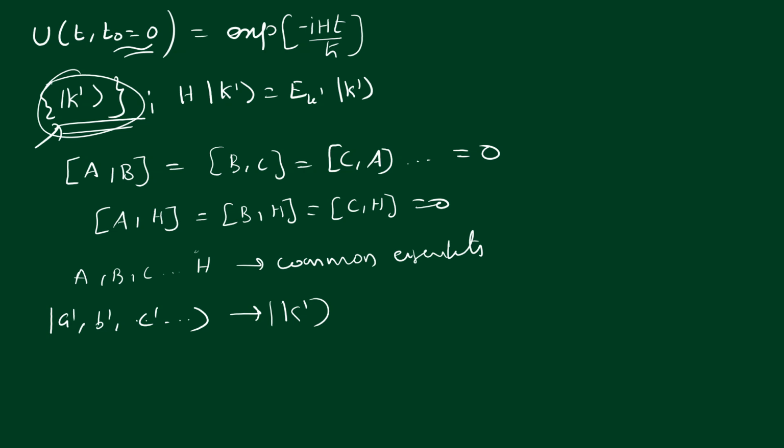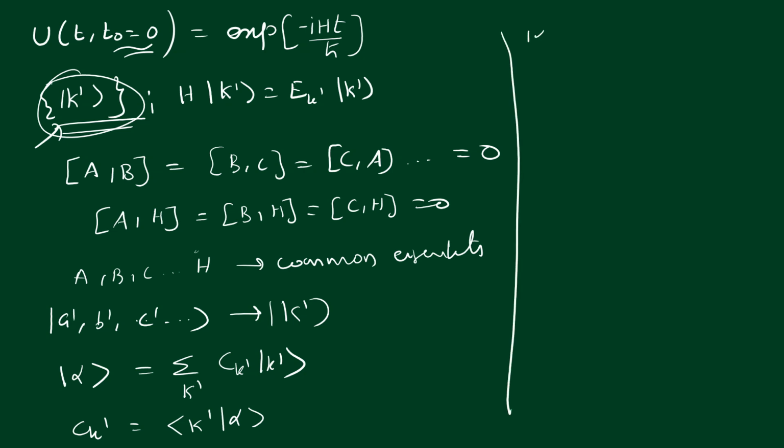Now, once we have such a basis, we can expand the initial ket in terms of these base vectors: sum over k prime, ck prime, ket k prime, where ck prime are the expansion coefficients which can be found by bra k prime, ket alpha, where ket alpha is the initial ket.